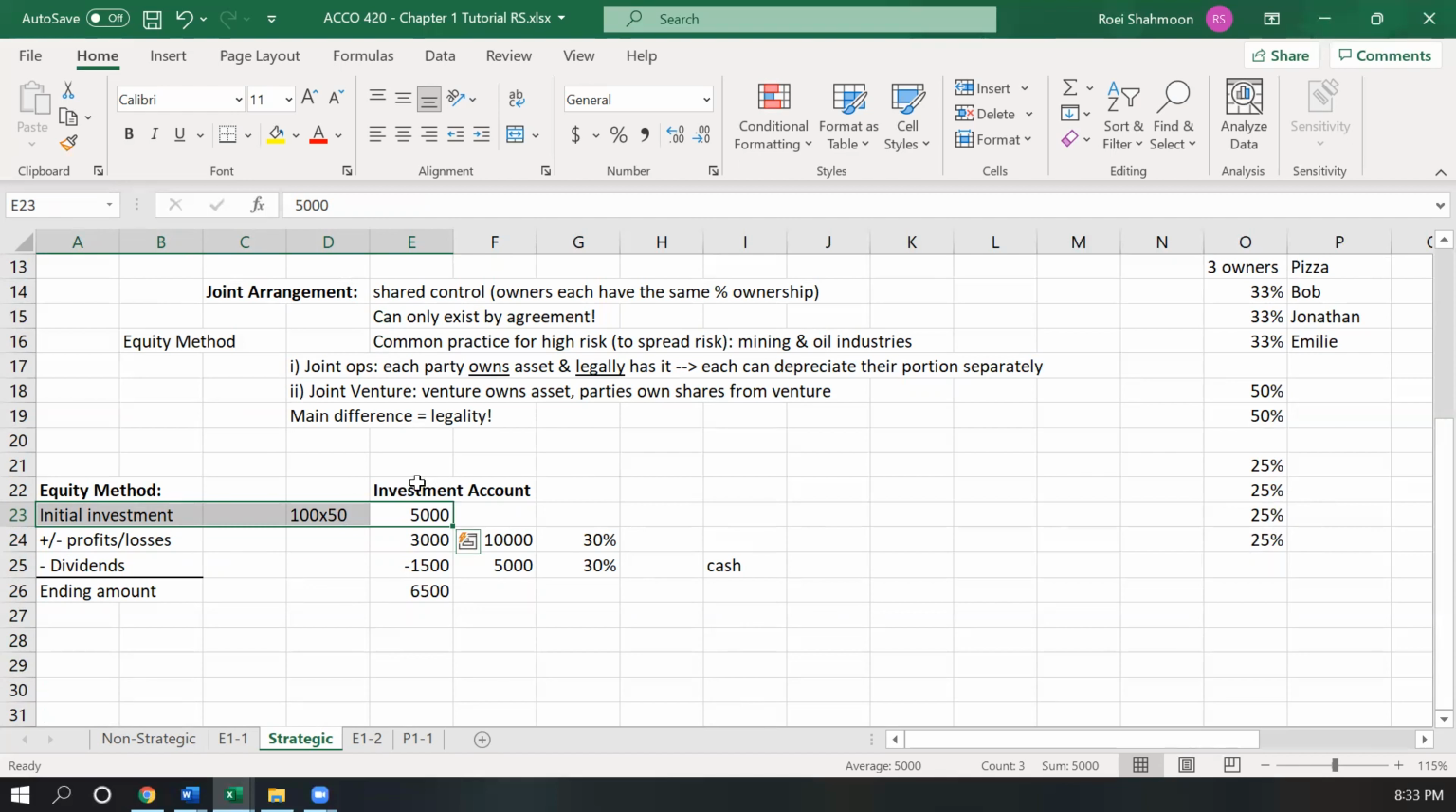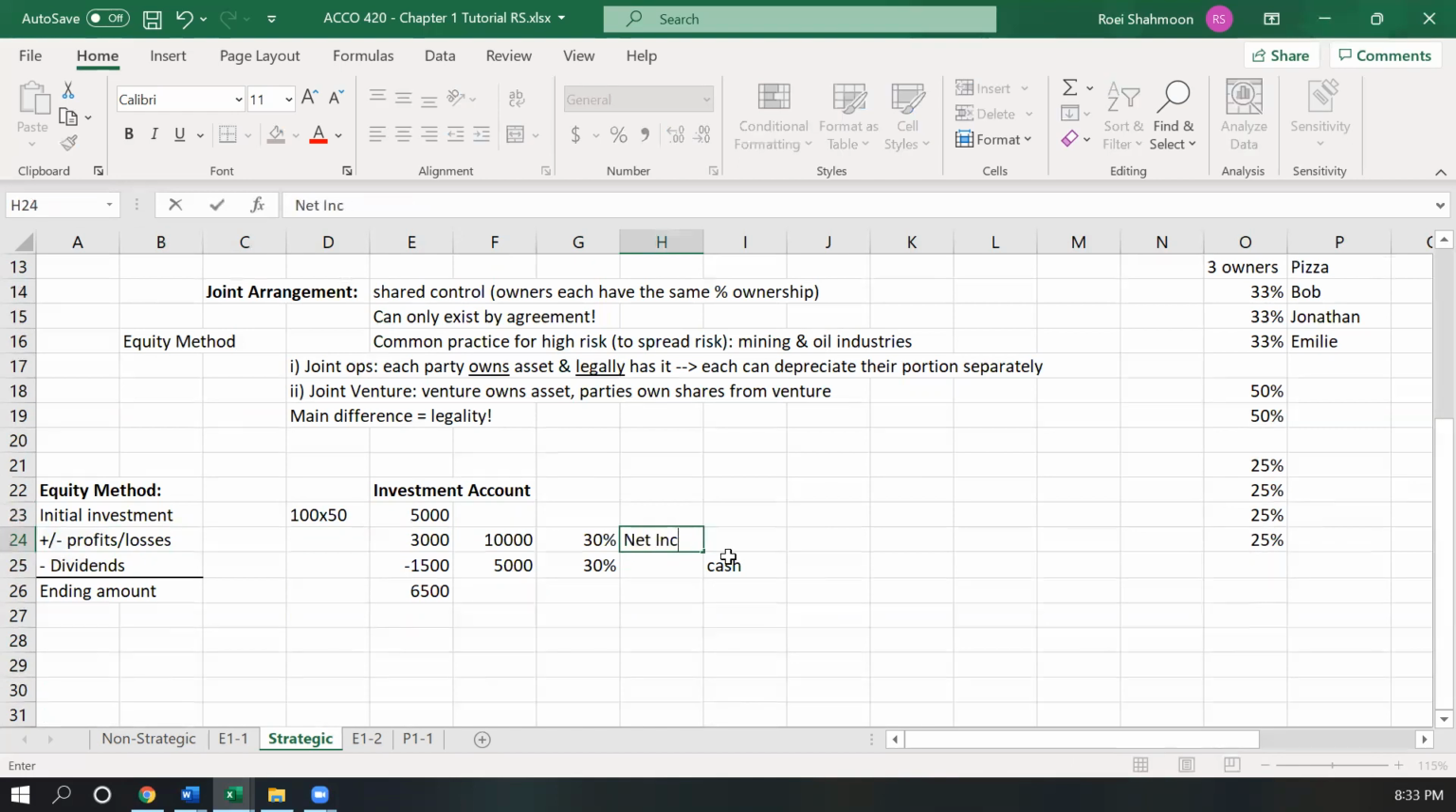This investment amount will go up or down with the share of profit or loss. And I'm talking here about net income or loss. I'll put that in brackets, loss. Now we don't care about the share prices anymore, guys. And that's how they'll trick you. They'll give you the share price, but you ignore it for the equity method. You don't need it.